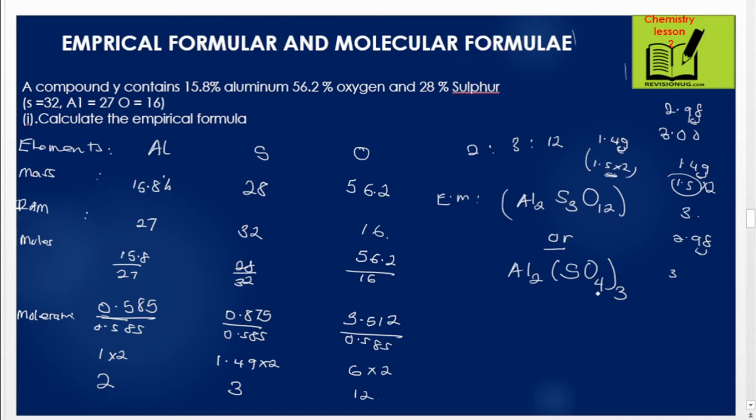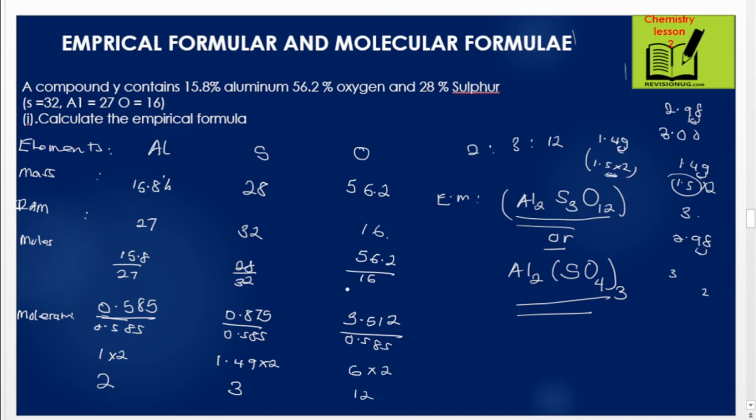Do you know, because if you multiply this by this one, you are getting 12. Then this by this, you are getting this one. This is aluminium sulfate, and this is also the same. If you open this bracket, you are coming back here.